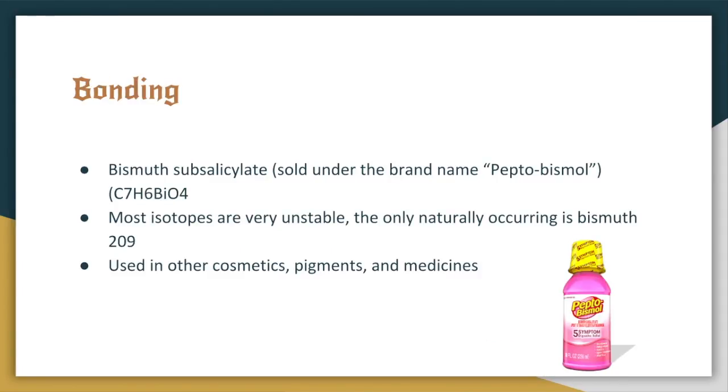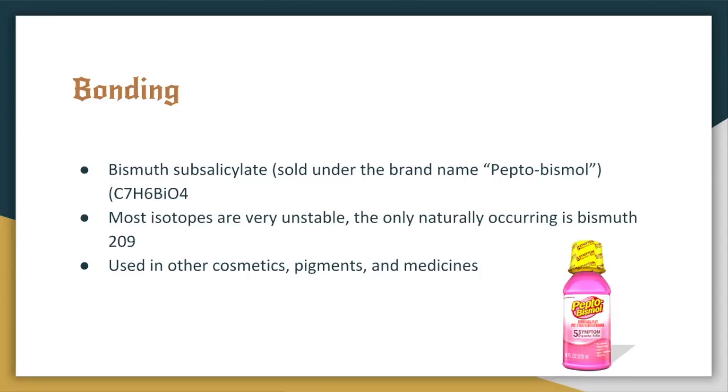Bismuth subsalicylate, often sold under the name Pepto-Bismol, helps with stomach problems and that kind of thing. That is one of the main uses of bismuth in the market, one of its most common ways to be included into the market.